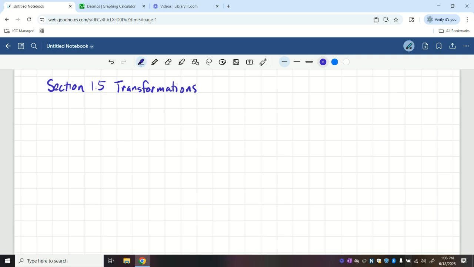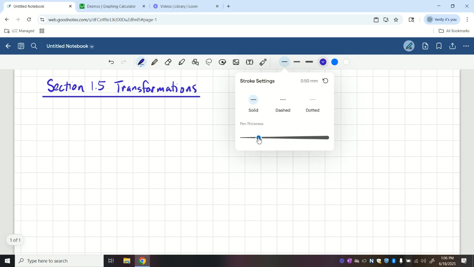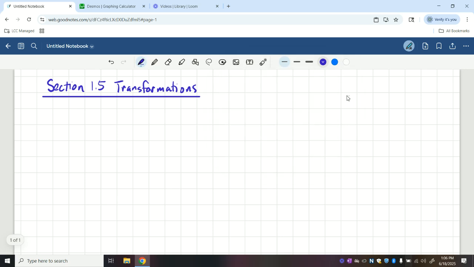Transformations. Okay, so we investigate what happens to a graph if we add or subtract a number from the function, or put x minus a number, x plus a number into the function for x. Like what happens to the original graph. So that's what we're after in this case here. So let's see what happens.